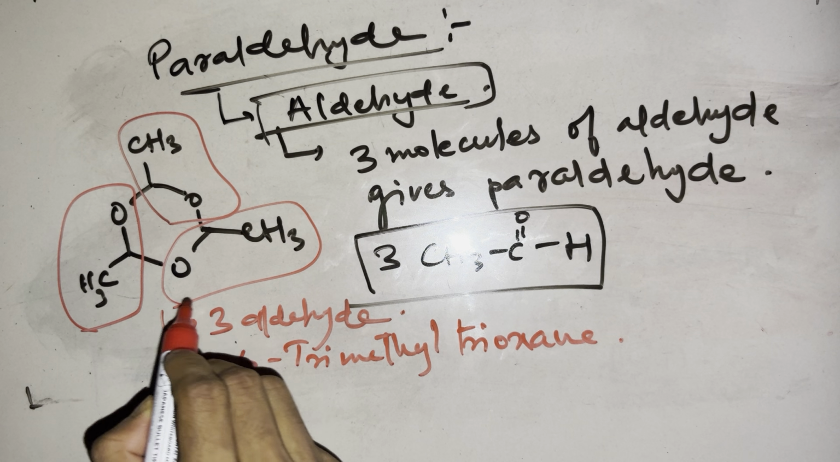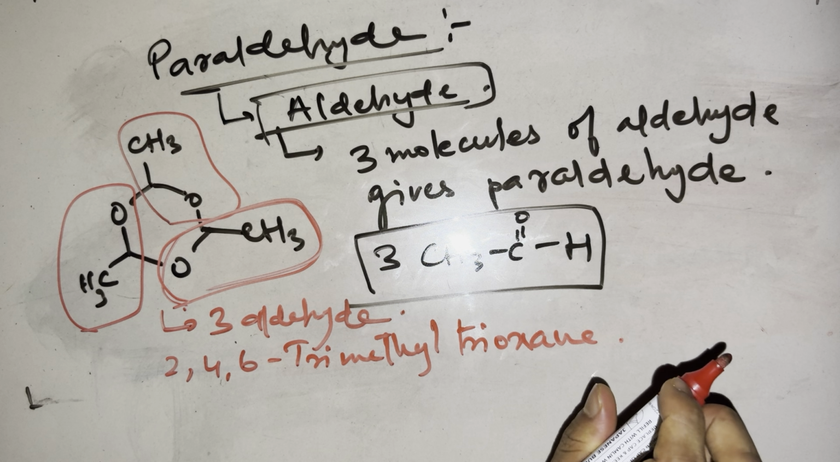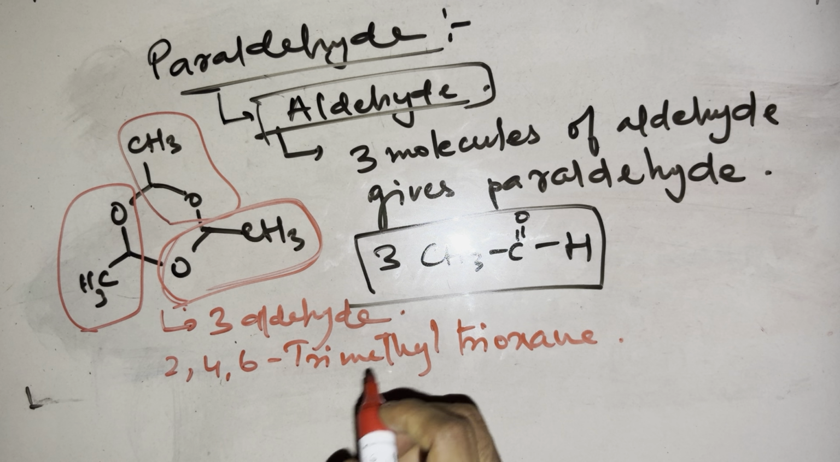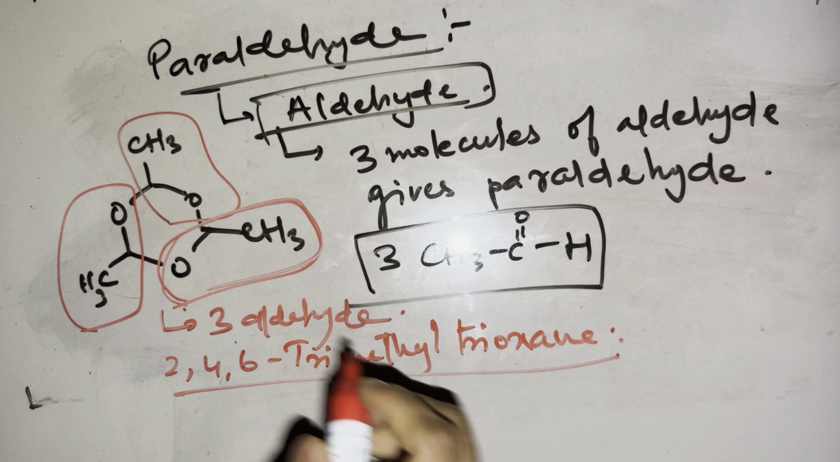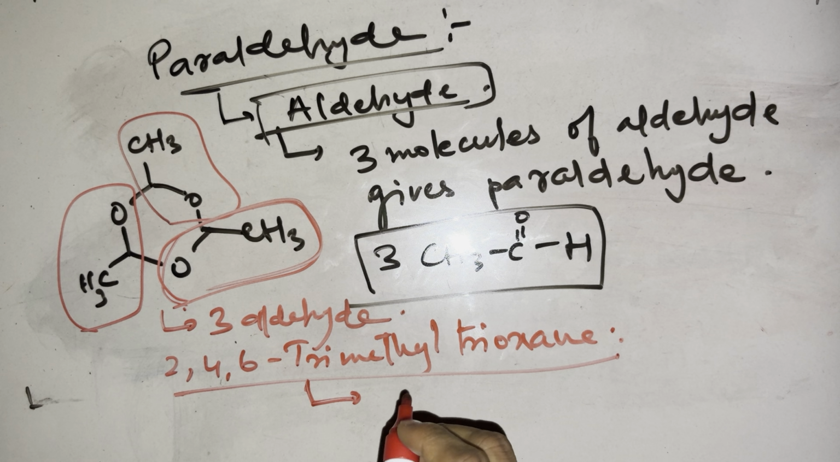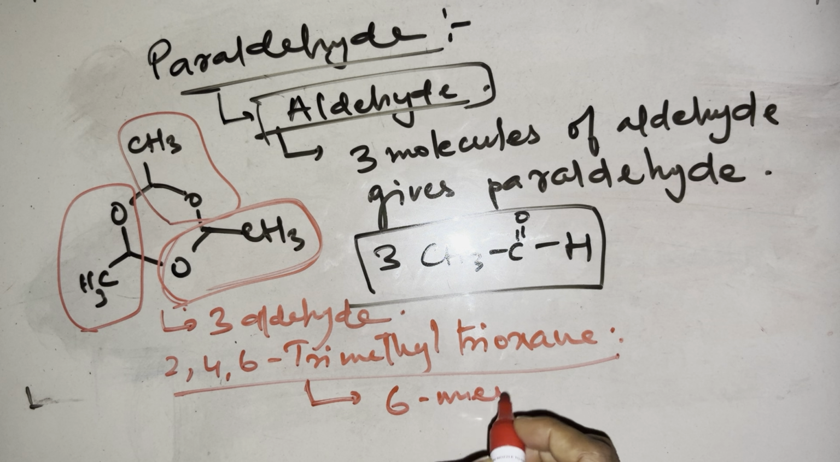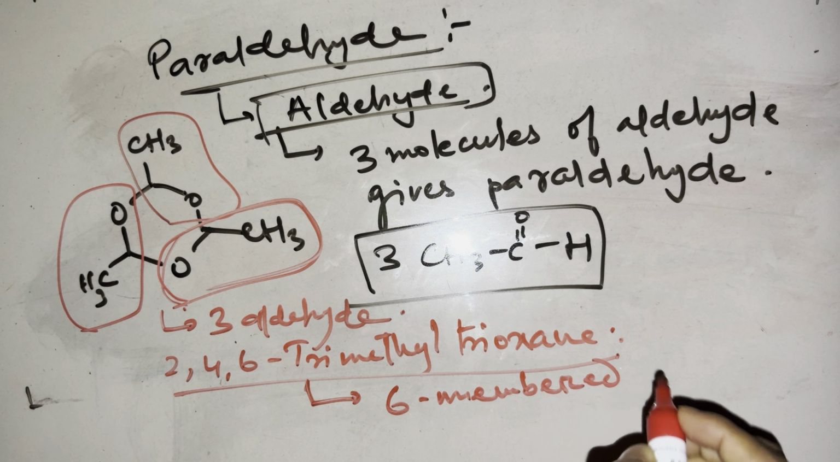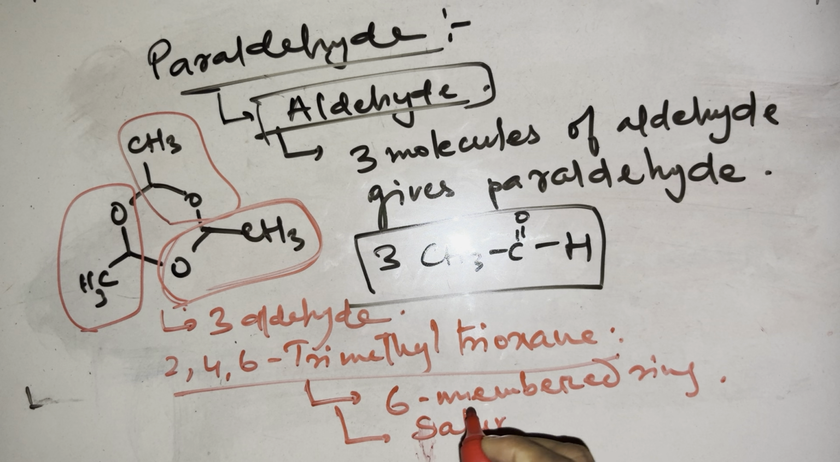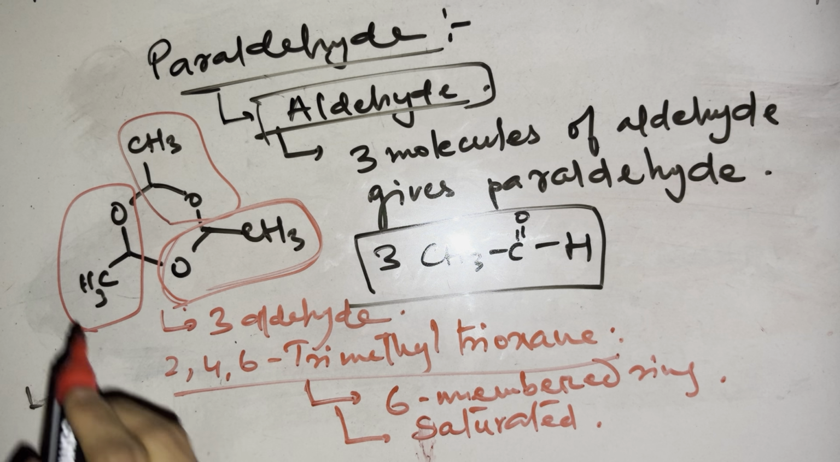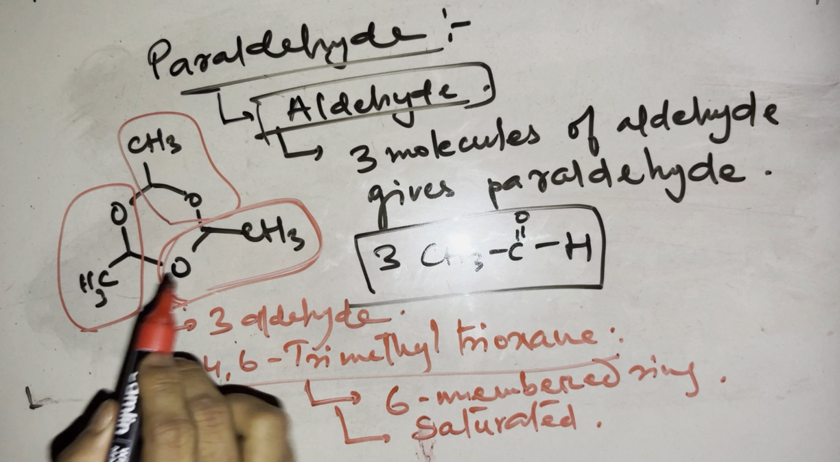Trioxane means it is oxygen containing compound. So 2,4,6-trimethyl trioxane. Okay, in this ring how many number of atoms are present, or how many members? It is 6-membered ring. Okay, and it is saturated or unsaturated? It is saturated. From this, there is no double bond, so saturated.